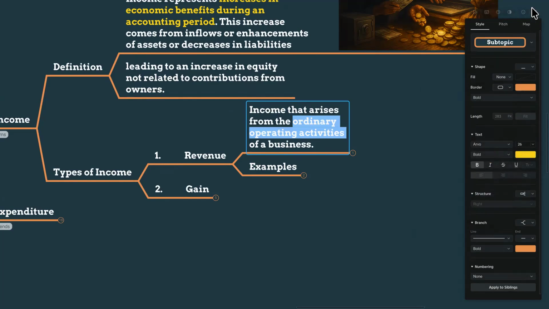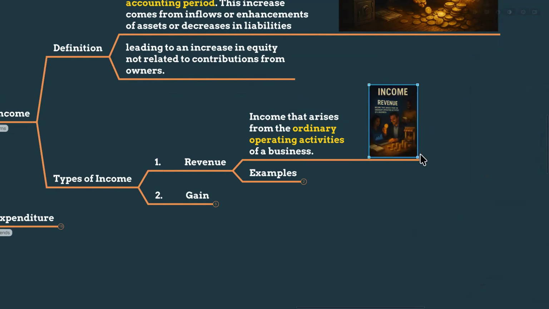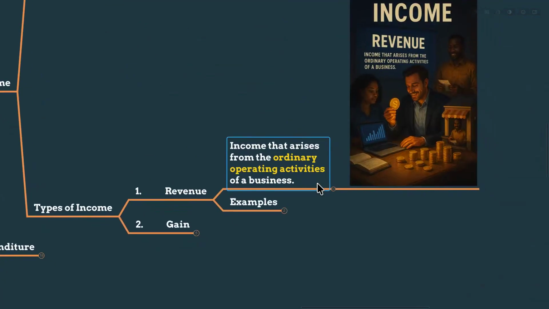What is the meaning of ordinary? Daily basis, weekly basis, monthly basis, it is going to repeat every time. That is ordinary, right? So that's one type of income. Let's say you are going to sell your goods. You are going to provide your services.